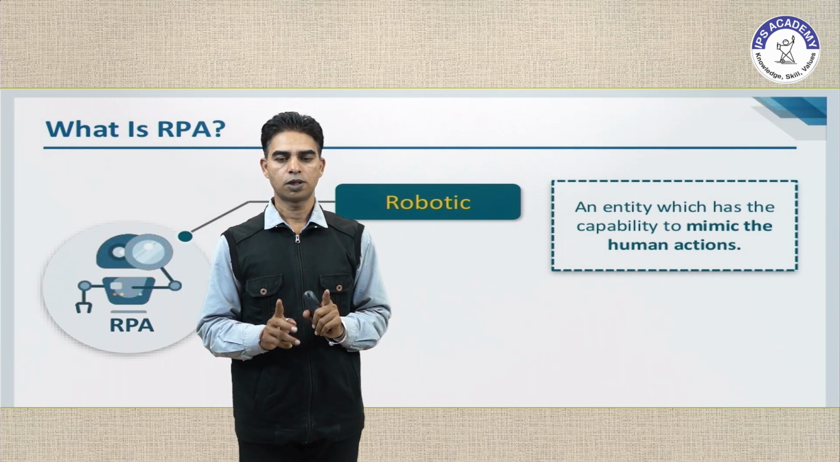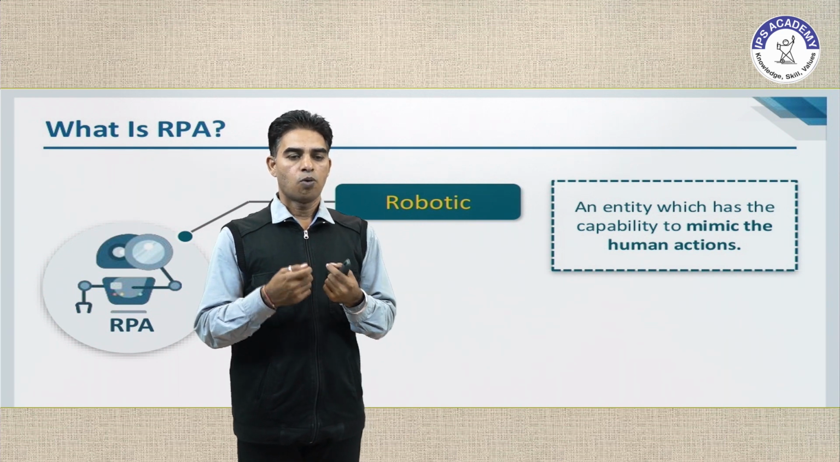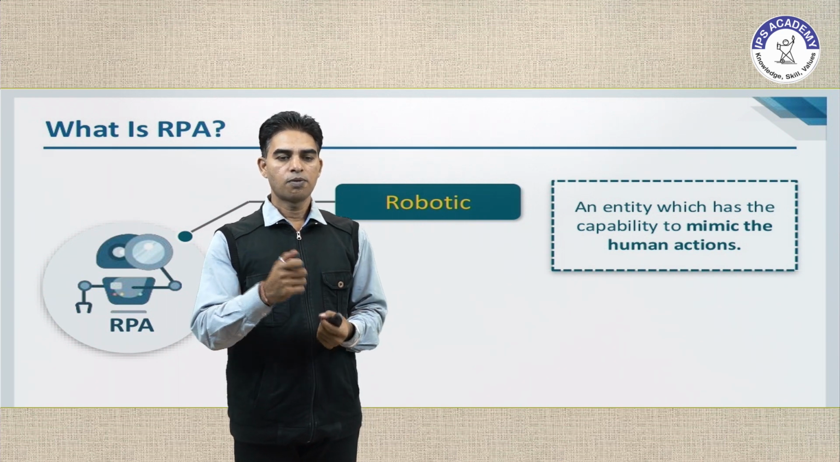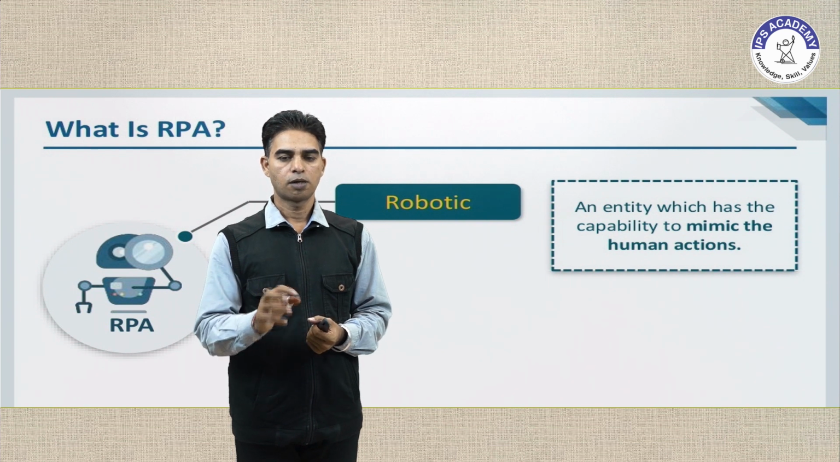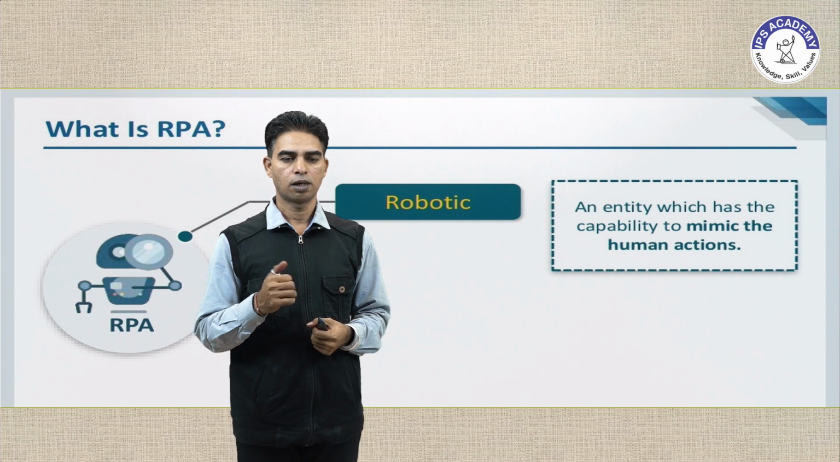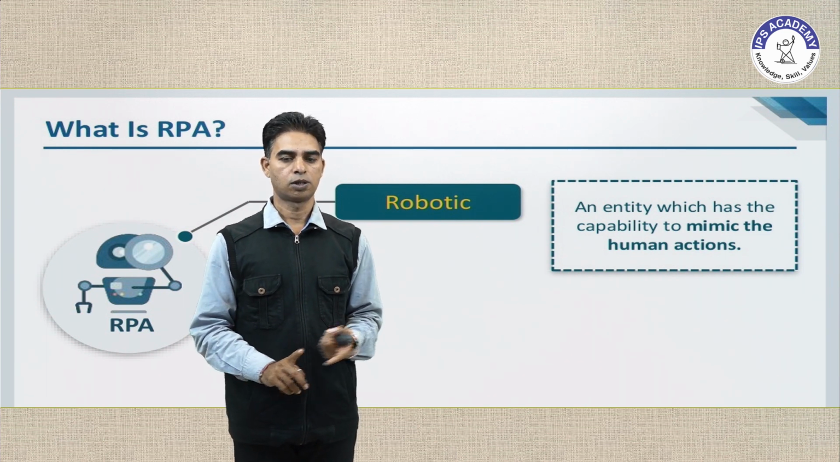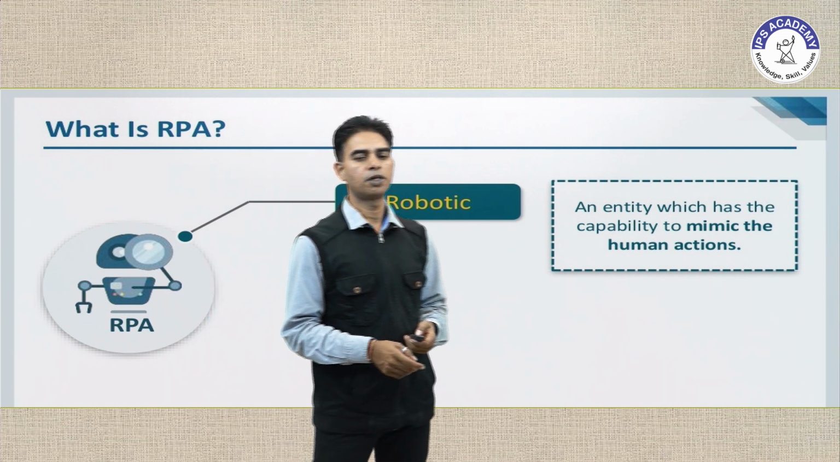So there is a process that mimics the human action, how we work on any website. This is the task done by us with the mouse and the keyboard. So for the robotic instrument, the keyboard and mouse are handled by the process. This is the meaning of robotic.